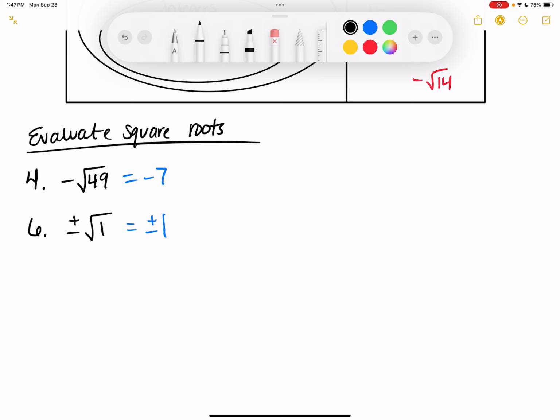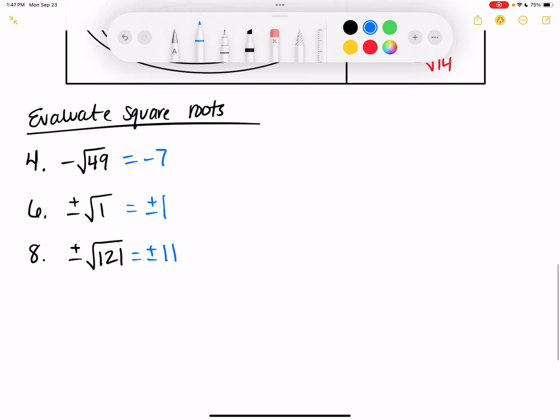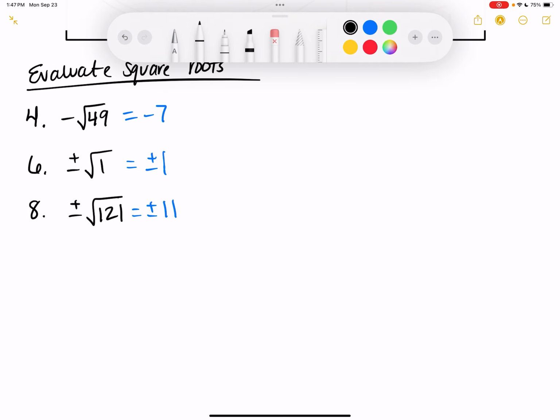8 plus or minus the square root of 121. What is the square root of 121? I'm not asking about the sign. 11. Okay, now what sign's going on it? Plus or minus. Okay.